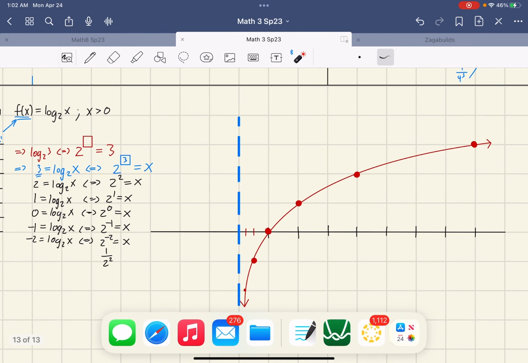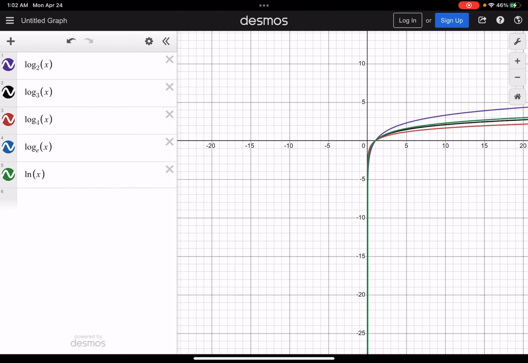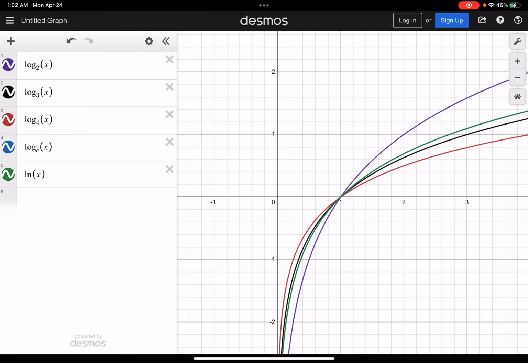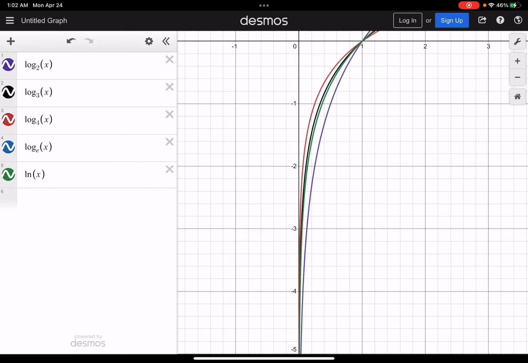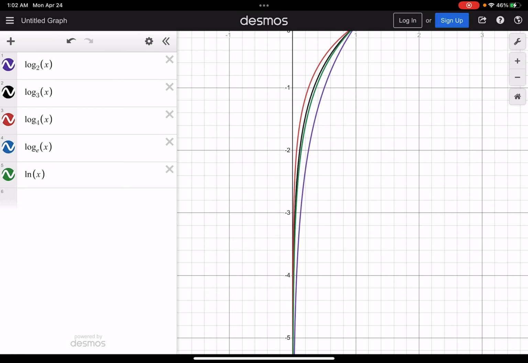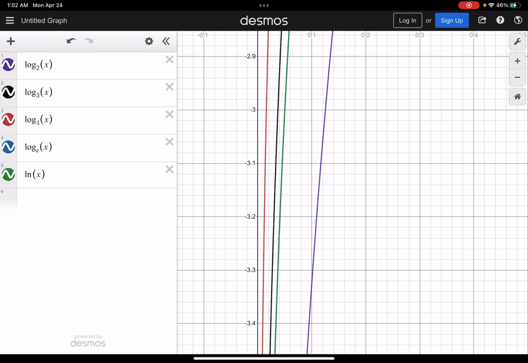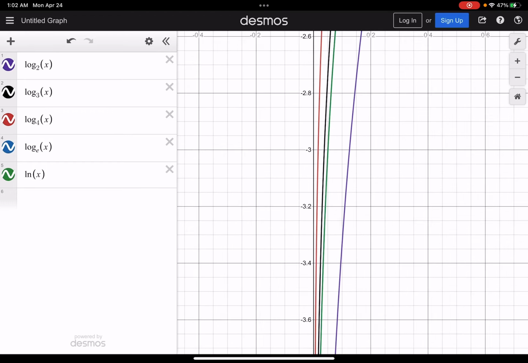Now, if you notice, they all have this similar behavior. And then once again, they all intersect this 1, 0. And we can see that they get really, really close to that vertical line. It might look like it's crossing it, but when you start zooming in, you start seeing that separation.